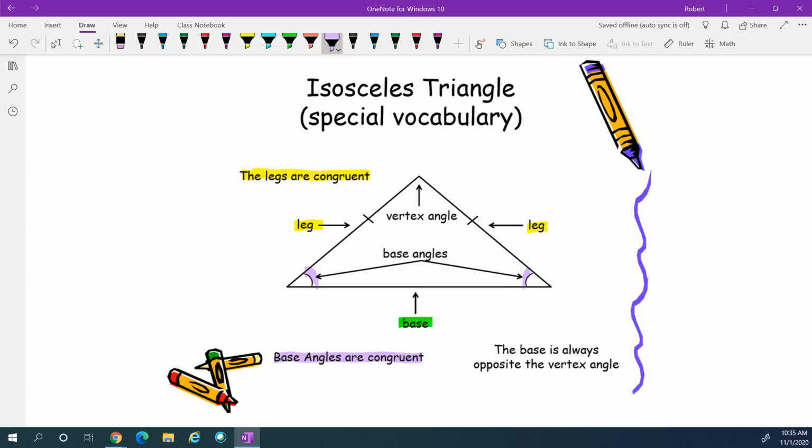The third angle happens to be at the top in this picture, but it does not have to be. It's called the vertex angle. The base and the vertex are always opposite of each other. So if you draw an arrow out of that vertex angle, it's going to point to the base. This idea of angles and sides that are opposite of each other is really important because there are relationships between these angles and sides. So again, just some vocabulary, and we have to be familiar with it.